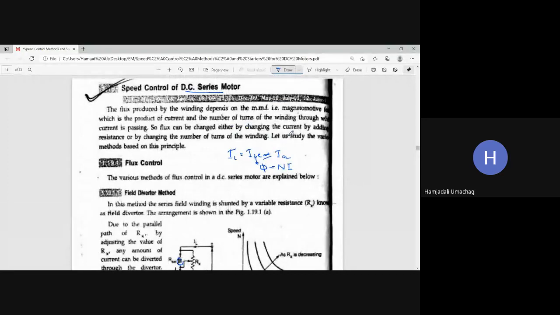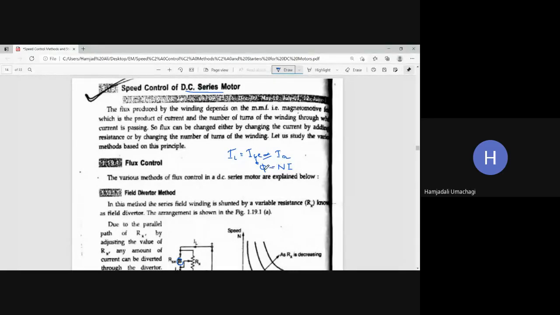So if I want to increase the flux, it depends on the current flowing through the field winding and the number of turns of the field winding. Flux can be changed either by changing the current by adding resistance, or by changing the number of turns of the winding. So how can we change the flux here? In order to change the speed of the DC series motor, we are changing the flux, and this flux is the product of number of turns into current through the field winding.